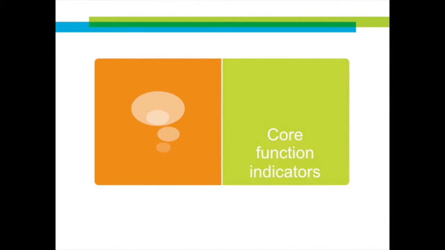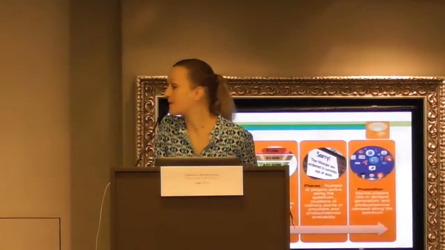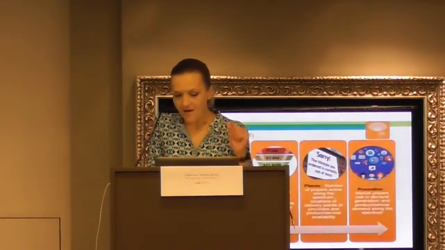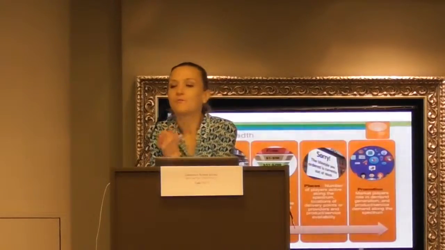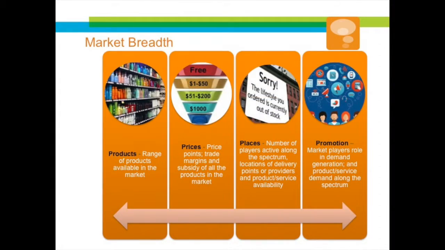There are two core function indicators that we're going to present, which are market breadth and market depth. When we talk about market breadth, we're talking about the 4 Ps: products, price, place, promotion. And under each of those, we have a set of proposed indicators.